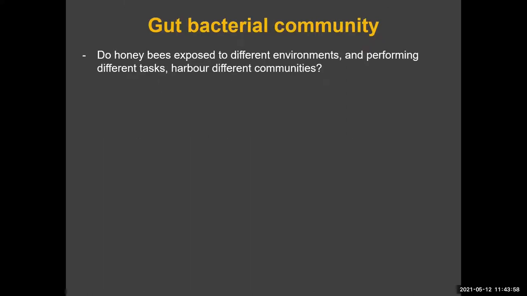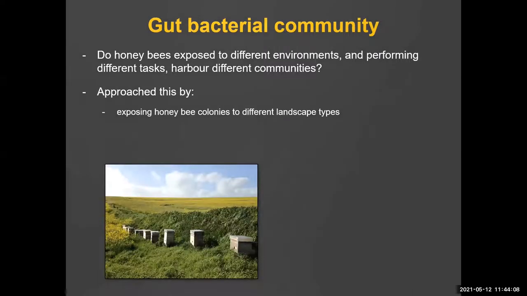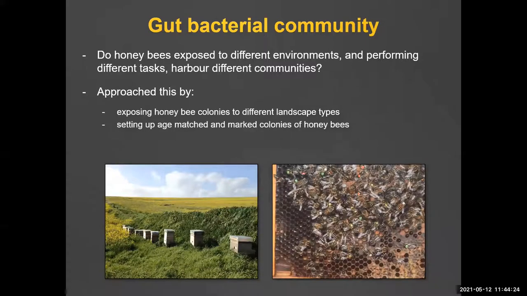So here we wanted to ask, do honeybees exposed to different environments and performing different tasks or behaviors harbor different bacterial communities? We approached this by exposing honeybee colonies to different landscape types. As you can see here, fields of oilseed rape where neonicotinoid pesticides had been used were compared with agricultural landscapes where neonicotinoid pesticides had not been used. In another experiment, we set up age-matched and marked colonies of honeybees and observed the behaviours they were performing. Then in both of these cases, we characterised the gut microbial communities of the bees using amplicon sequencing, so using 16S.